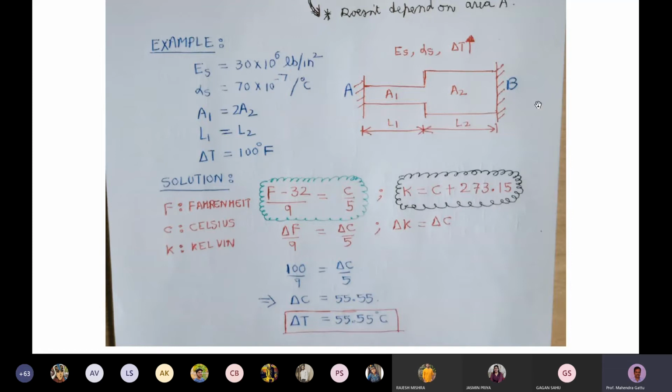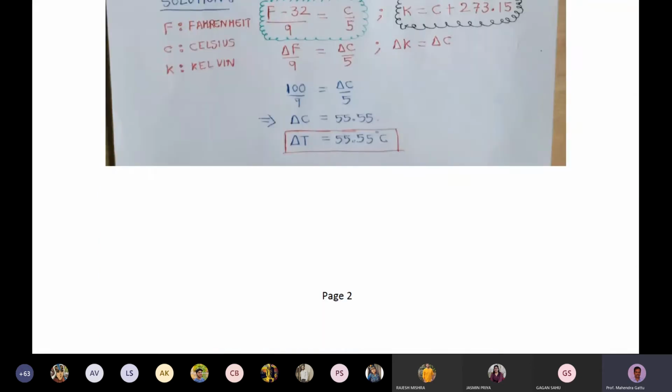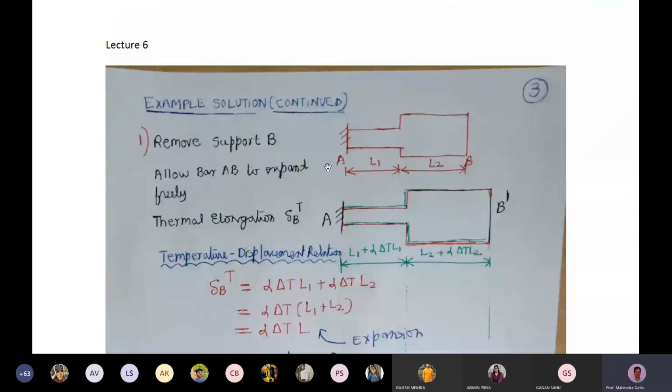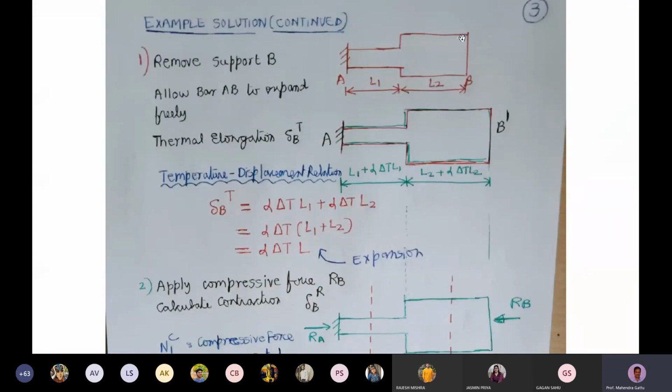Then we'll apply a compressive force, and that compressive force will bring this expanded bar to its original length. So that is the concept we will apply here, just like what we did in the previous example. What we do here, first thing, is we'll allow the bar to expand. So we remove the support B, and the bar is allowed to expand.